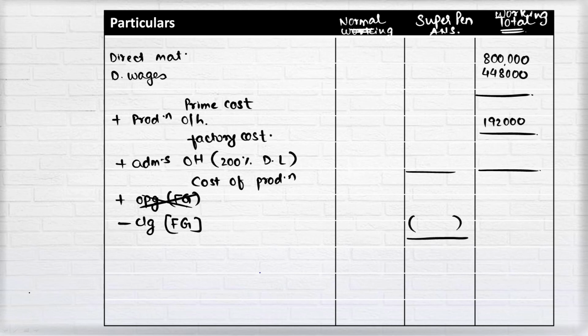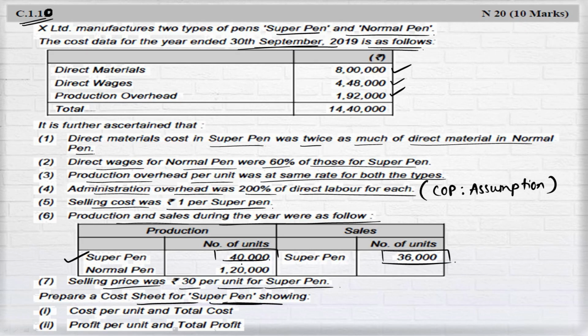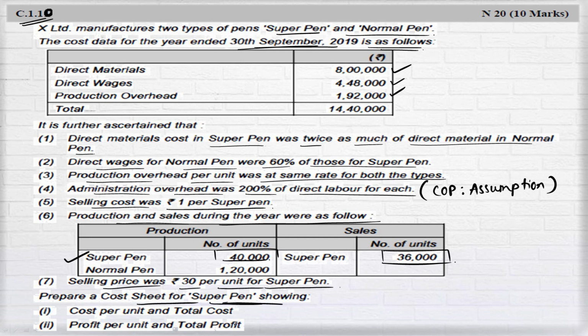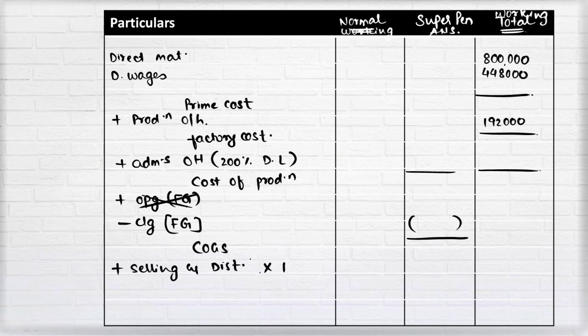And it will be only in super pen, right? Because closing stock and other information of only super pen is given. I will be getting COGS plus selling and distribution. Selling cost was rupees 1 per super pen multiplied by 1, and super pen sold was 36,000 units. So I can do this. 36,000 into 1 is 36,000.